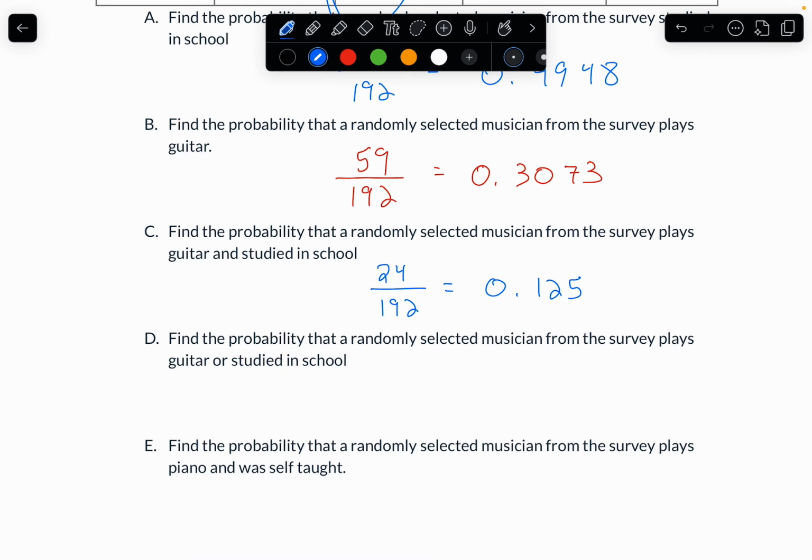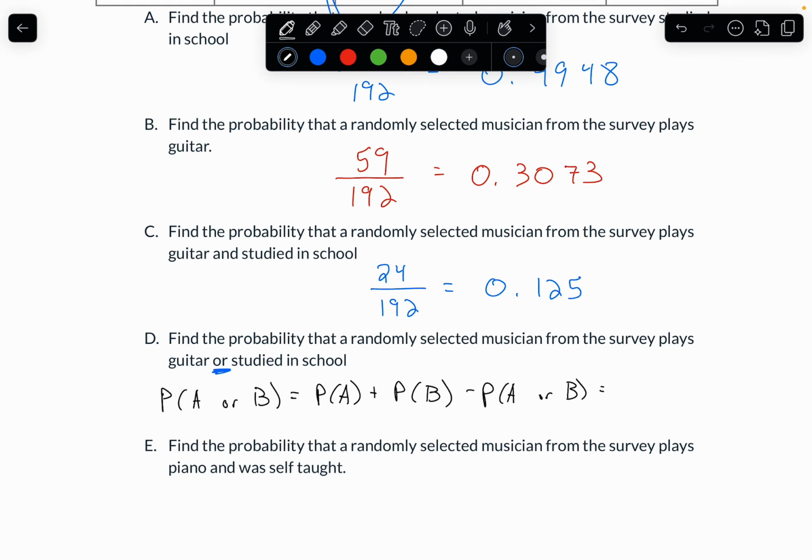Part D says, find the probability that a randomly selected musician from the survey plays guitar or studied in school. So this one we've got an or here, which means we're going to have to use one of our probability formulas that we talked about in the last section. So we want probability of A or B is equal to probability of A plus probability of B minus probability of A and B. So I need to find these probabilities separately.